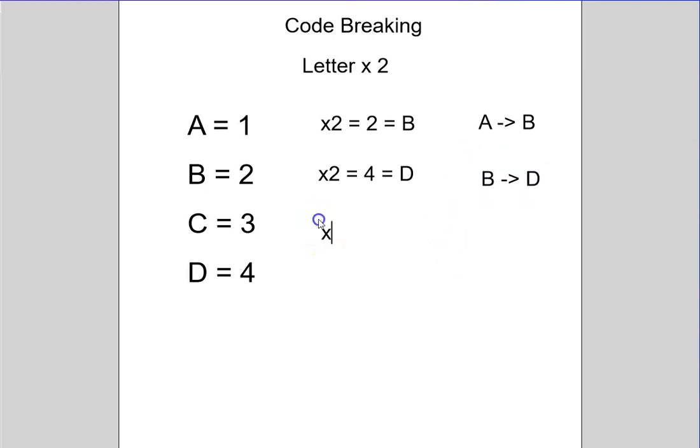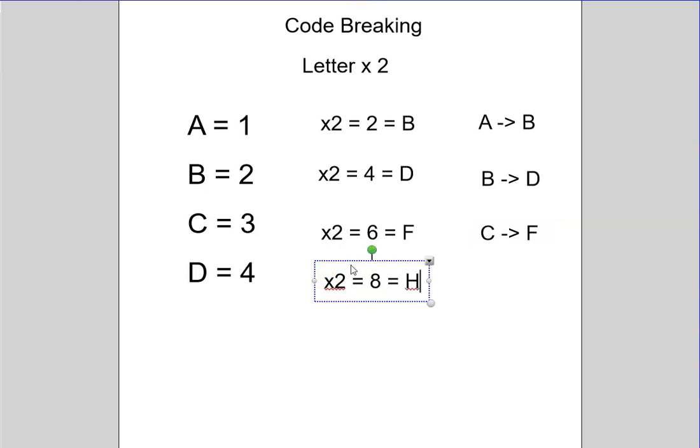If I do the same thing here, I multiply by 2 of course. 3 times 2 is equal to 6. I even typed it right there. And if I think about the sixth letter of the alphabet, that's A, B, C, D, E, F. So now all of my C's are going to be F's. C becomes an F. And last but not least, if I multiply 4 times 2, I get 8. And if I think F, G, H, the eighth letter of the alphabet is H. So all of my D's are now going to be H's.